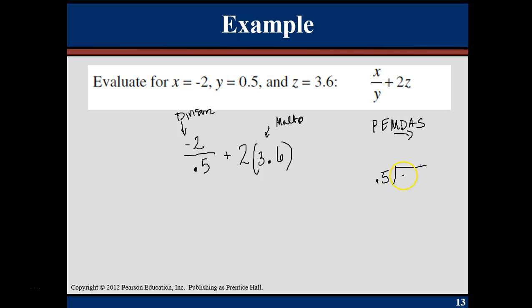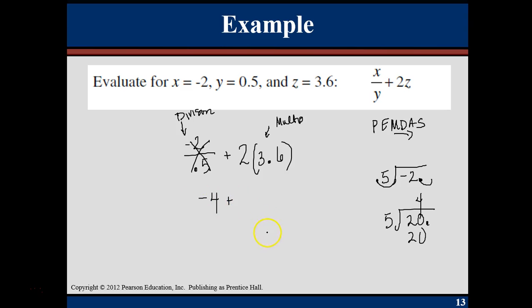0.5 goes into negative 2 how many times? Let's ignore the negative for a minute. The 0.5 will need to be turned into a 5. I need to have that as a whole number, which means this 2 is going to actually turn into a 20. And I'm just going to leave that negative sign off for a minute. 5 goes into 20 4 times with no remainder. So this quotient is a 4, but a negative divided by a positive is a negative. So it's a negative 4.